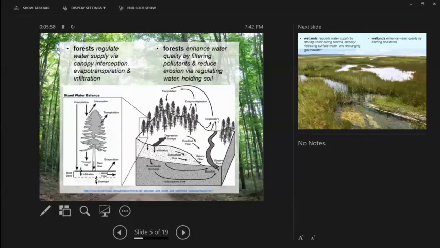Water quality, then, forests also can enhance that by filtering pollutants, and then also by reducing erosion because vegetation in general is good at holding soil, and therefore would help in reducing erosion.